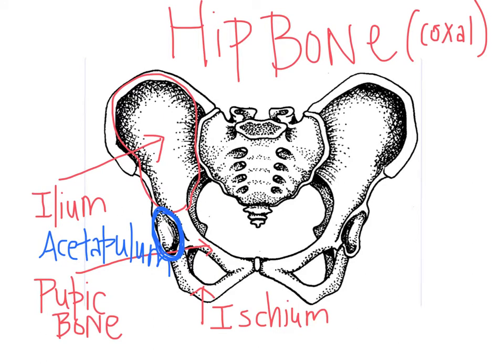The other thing that happens here, that's where your femur connects. We talk about your femur and your hip being a ball and socket joint. Well, the head of your femur is going to fit right into that acetabulum, and that's what forms the joint.